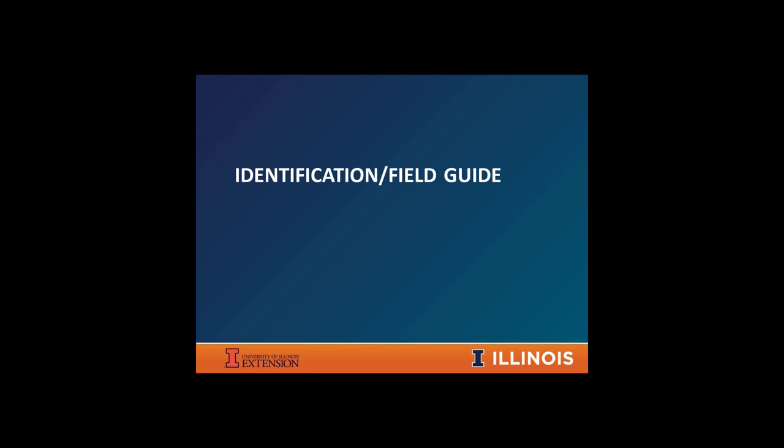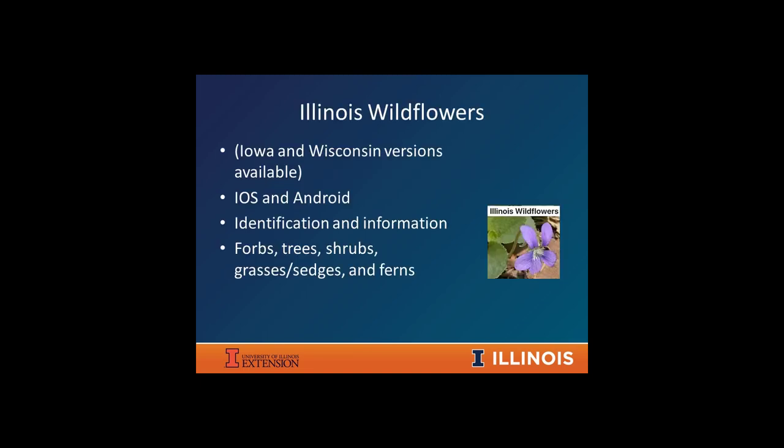Jumping into these identification field guide apps, a big one is the Wildflower series. If you're interested in plant identification, we use Illinois Wildflowers where we're at. The same company also makes Iowa Wildflowers and Wisconsin Wildflowers. They make them in iOS and Android. This is a nice guide to cover your bases on many of the common plants and pick them out. So I like having this. If I'm ever stumped by a plant, this is a good place to start.